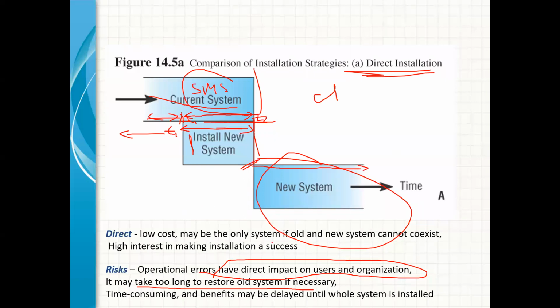This approach is not good because, number one, if you have operation errors, there is a big impact on the users and the organization. Take the example of a bank. The bank has been using system A and they decided to bring in system B. After installing system B, that night they migrate some data from the old system to the new system. But the next morning, they announce that they are going to use system B and system A is no longer in use.